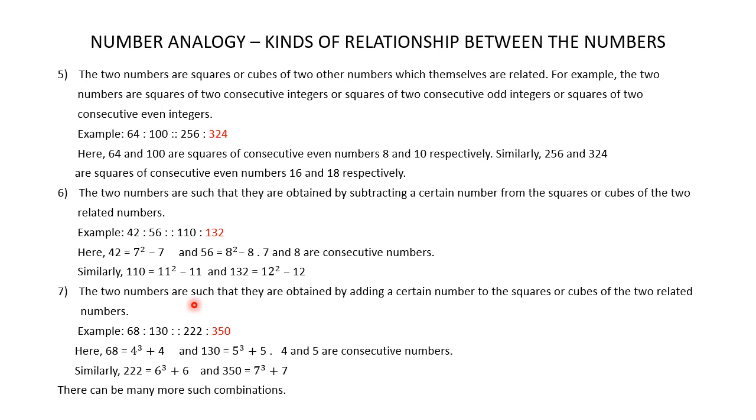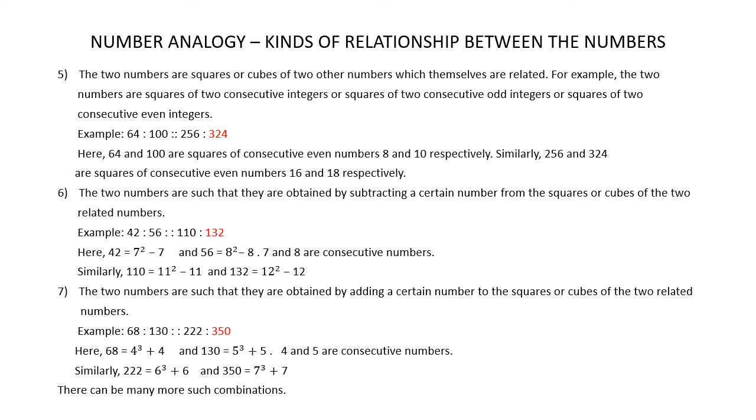The two numbers are such that they are obtained by adding a certain number to the squares or cubes of the two related numbers. For example, if 68 is to 130, then 222 is to what? When you observe the first two terms, you will see that 68 is nothing but 4 cubed plus 4. Similarly, 130 is nothing but 5 cubed plus 5. And 4 and 5 are consecutive numbers.